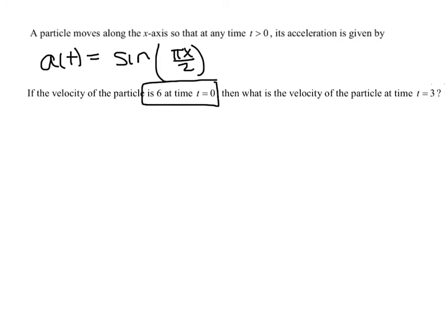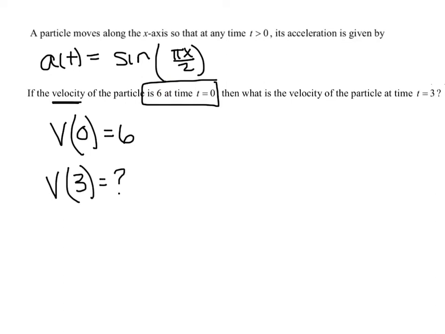Okay, so I can say the velocity at time 0 is 6. All right, so you have to put that into your own lingo, of course. The velocity when the time is 0 is 6, v of 0 equals 6. And the question is saying, what is the velocity at t equals 3? So what is v of 3? So hopefully you're on the same page. We have an initial condition and we have a want. All right, so I'm just going to say that formula in my head.